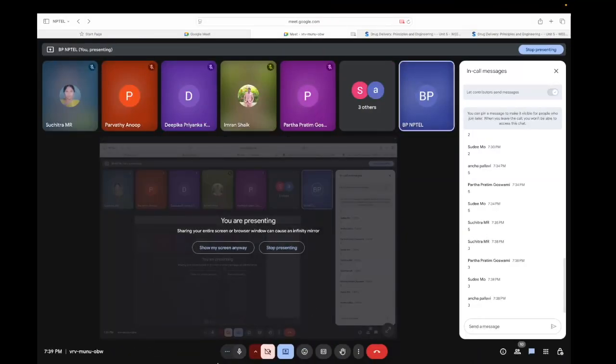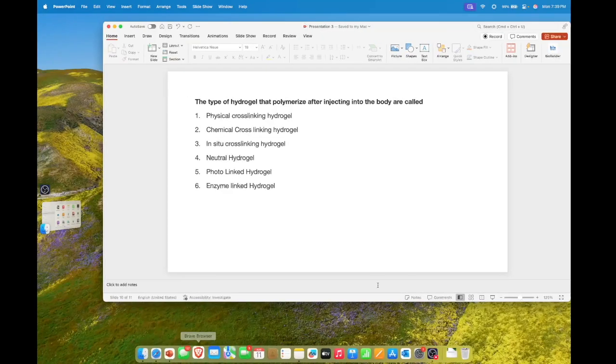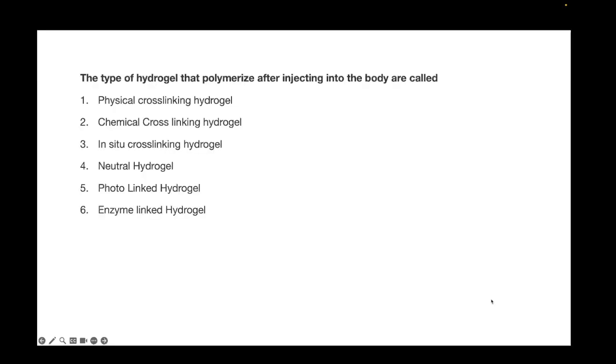Option 3. Okay. Yes, all of you are correct. It will be in situ cross-linking hydrogel. As I said before, these are polymers. There are a polymer and a cross-linker basically, and when injected inside the body, it gels there immediately due to changes in the pH or temperature or any other factors.